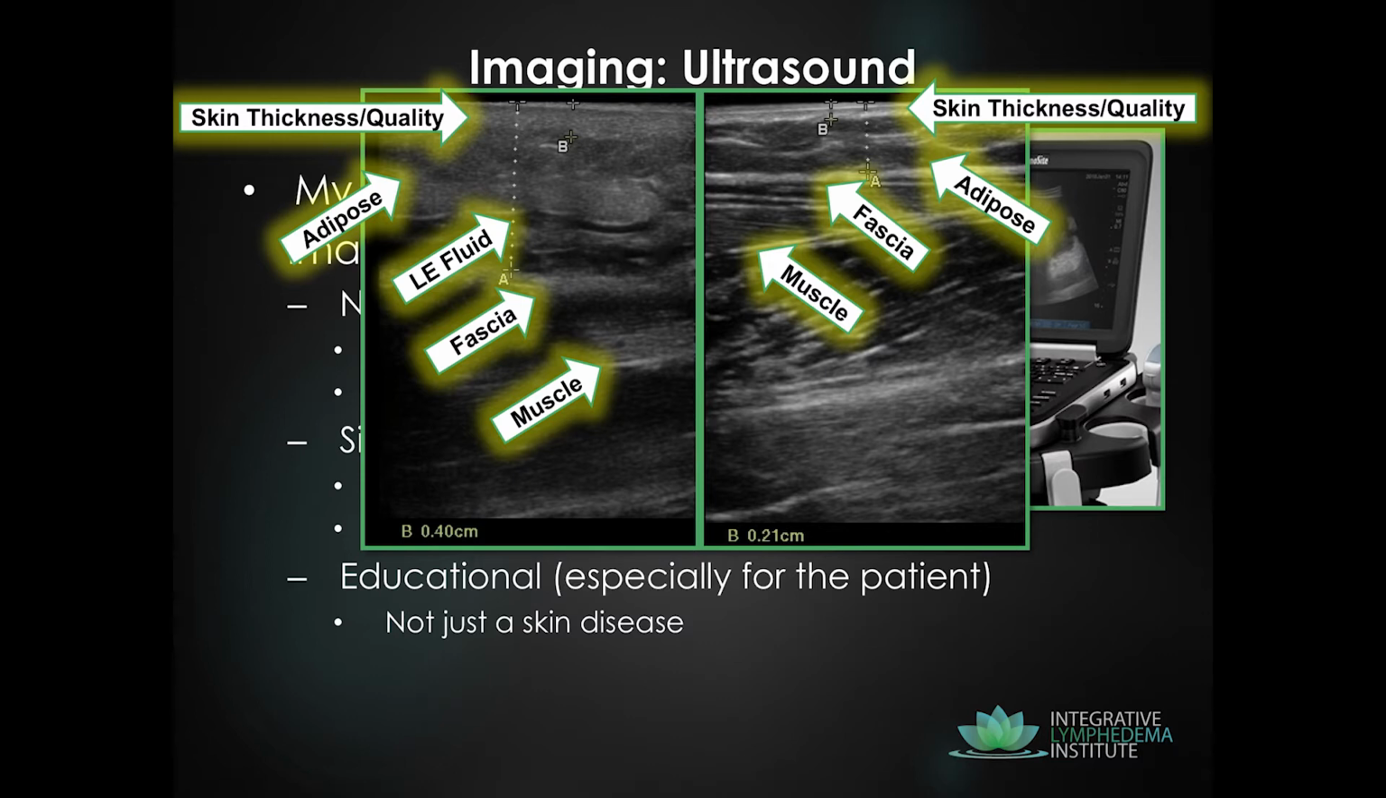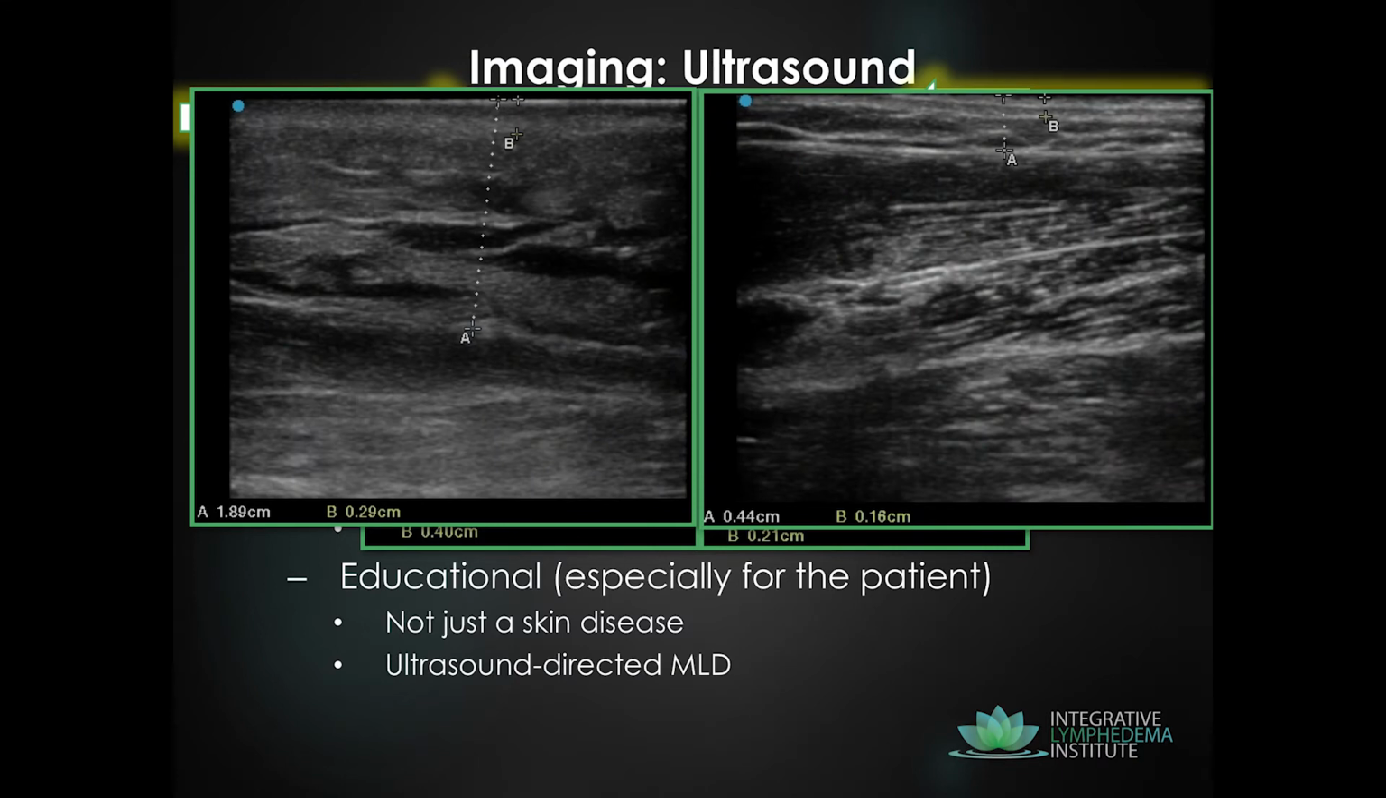So, again, I like to use ICG-directed MLD to find the anatomy. I use ultrasound-directed MLD on the patients. So you can see here, this is the affected and unaffected side, just to show you the difference in the patient. You see that the affected side has, in that A section, a lot of fluid. You can see that the skin thickness is twice as thick again.